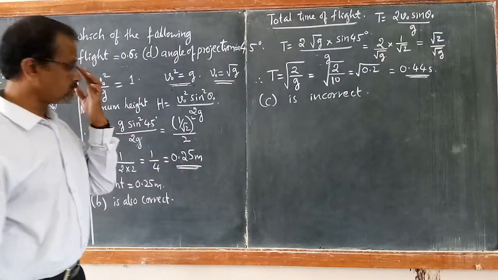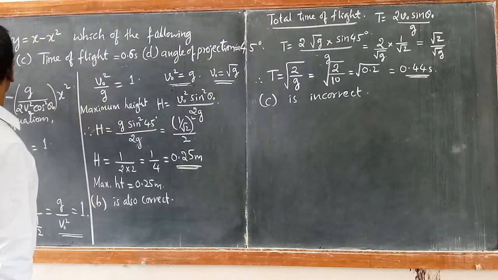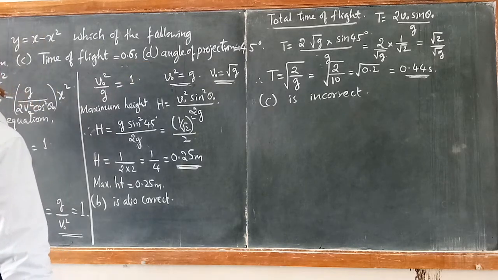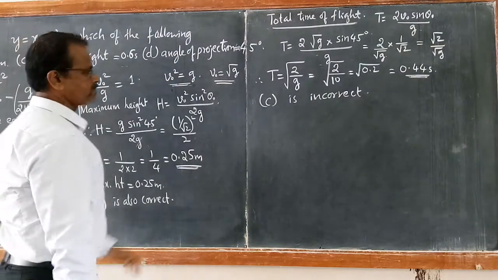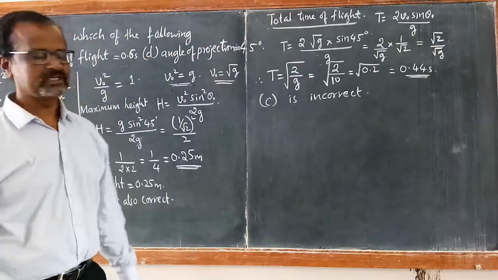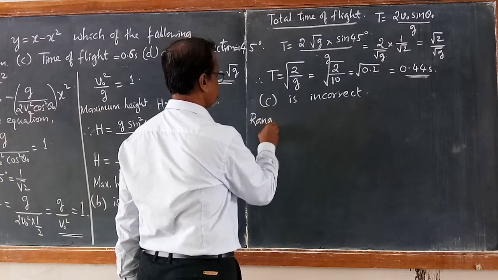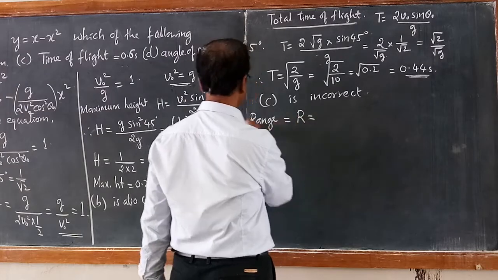Let us check that also. So D we have checked. That is angle of projection 45. We have to check option A. What is the range? Let us calculate range. Range is the maximum displacement. Range is denoted by R.